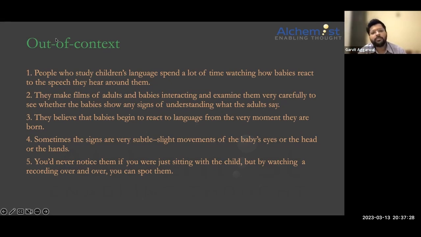They believe that babies begin to react to language from the very moment they are born. It starts from the beginning. Sometimes signs are very subtle. Slight movements: an ear moved, the head moved, a hand moved. So what is the reaction to the sound? Perhaps that is why they have to make movies too, because it's very subtle. You have to watch it on repeat. You never notice them if you were just sitting with the child. But by watching the recording over and over, you can spot them.